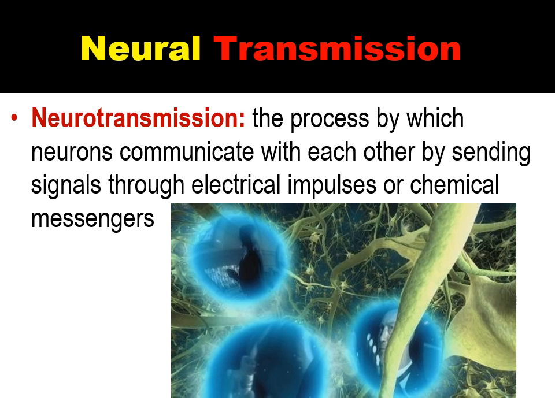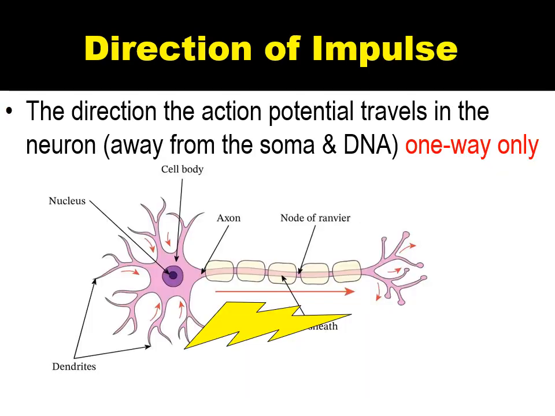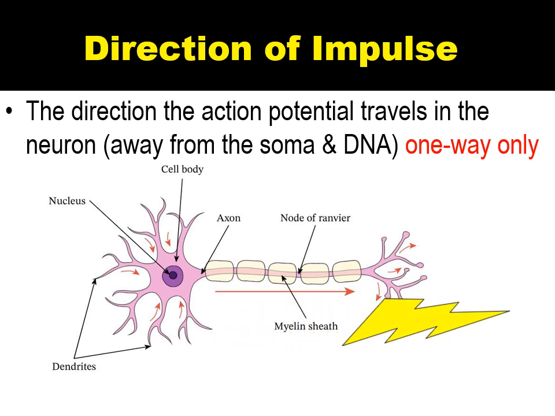We call this entire process neurotransmission or neural transmission. Neural transmission is the long way. Neurotransmission is when we shorten it. The process by which neurons communicate with each other, sending these signals through the electronic impulse or the chemical messengers. The chemical messengers are going to be our neurotransmitters. And the direction of impulse, as I've mentioned, it's the direction that the energy travels, right? It goes away from the soma, away from our DNA. It's one way only. This is a one-way street. We do not want the electricity to go back into the DNA the wrong way. It can only travel one way. That's our direction of impulse.